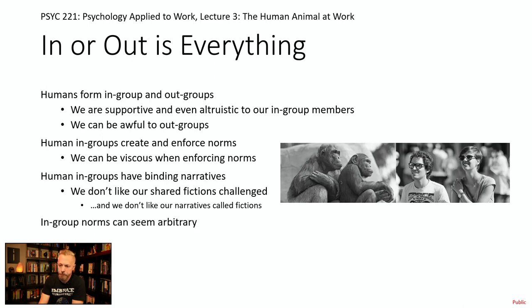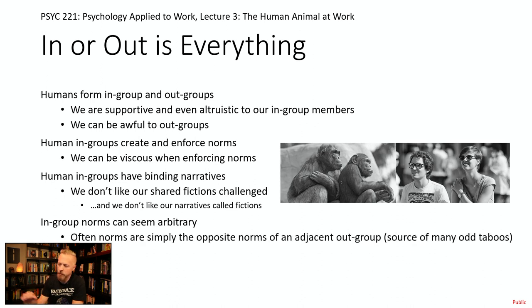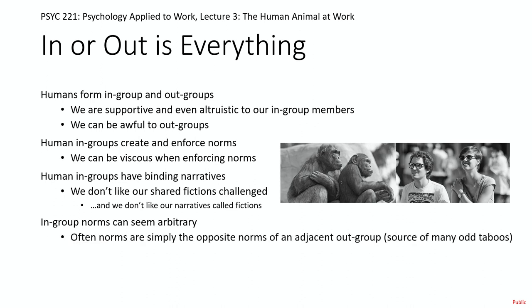Now, sometimes in-group norms can seem so arbitrary, but an interesting phenomenon happens where we often define our norms simply around whatever the opposite norms of a nearby group are, and that's the source of many odd taboos. That's a very interesting thing that you might want to think hard about, which is we often define ourselves not by who we are, but by who we're not. That's a thing. If you start looking for it, you'll see it a lot.